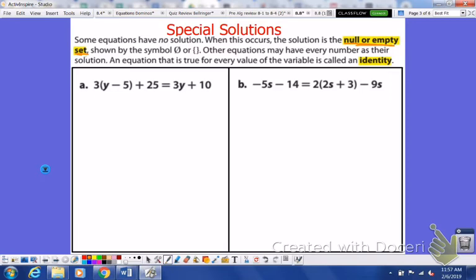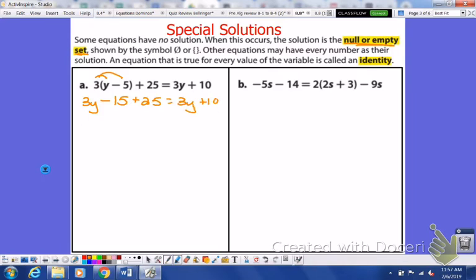So if we dive into part A, I see I have some distribution. So we're going to go ahead and take care of that. 3 times y gives us 3y, minus 3 times 5 is 15, plus 25 equals 3y plus 10.